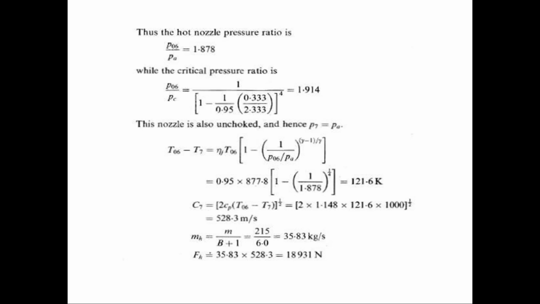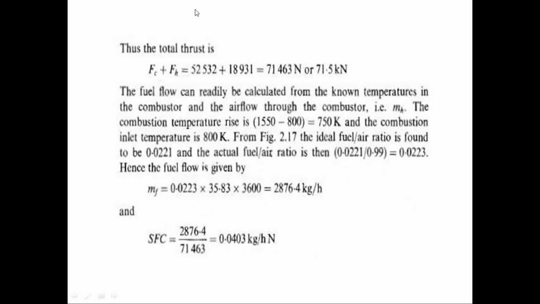And the thrust is this mass flow rate times the velocity at C7, which is 18.931 kilonewton. Okay. So the total thrust is the thrust at the hot side and the thrust at the cold side. So total thrust will come out to be 71.5 kilonewton.